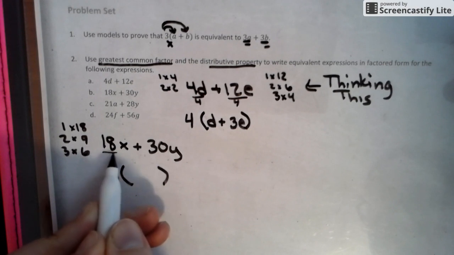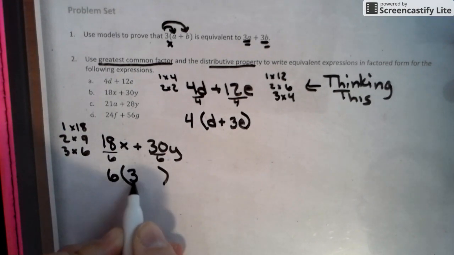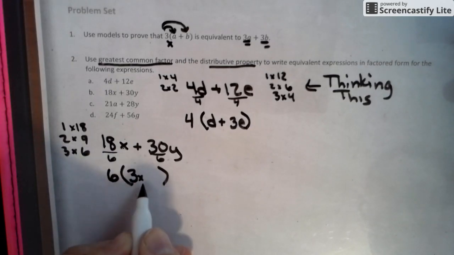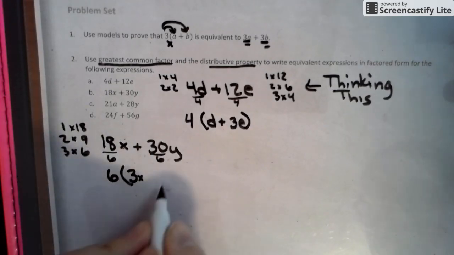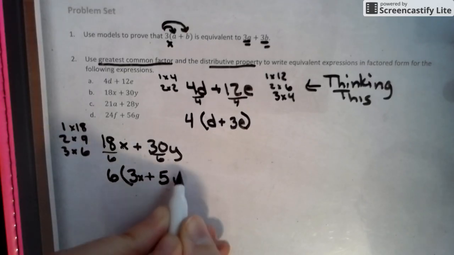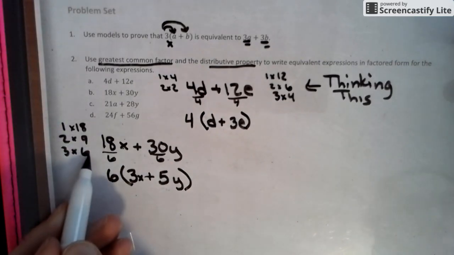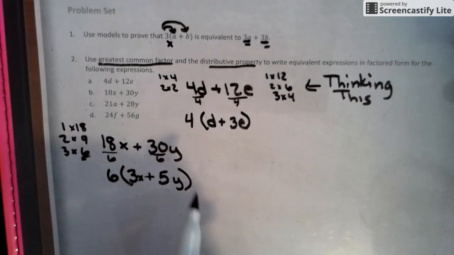So if I divide both of these by 6, 6 goes into 18 3 times, and I don't forget the letter X. I got to make this a little bigger. Plus 6 goes into 30 5 times with a Y. So I just used distributive property. Biggest thing they both had in common was a 6, and that's what I did.